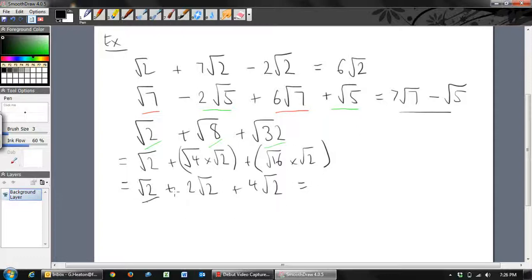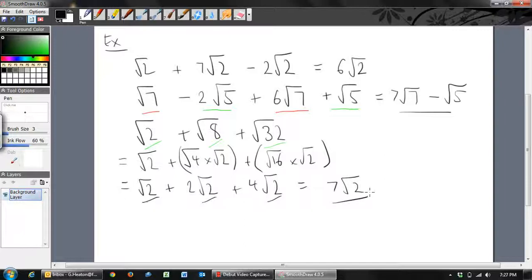What have we got now? We've got like surds here, we've got a bunch of root 2's. We've got 1 root 2, 2 root 2's, and 4 root 2's. Add them all together, 1 plus 2 plus 4, you get 7 lots of root 2. And that's your answer. So that's a video on adding.